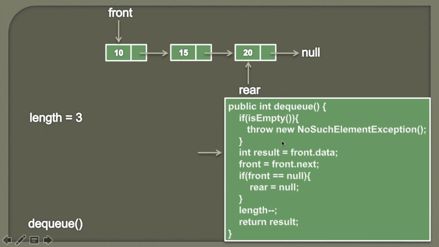Now friends, as we want to remove an element from a queue, you can see the return type of the dequeue method is integer type. We are actually removing an element from the queue and we are sending back the data part of it. So in order to store the data somewhere, we are creating an integer variable by the name result and we are storing front.data into it.